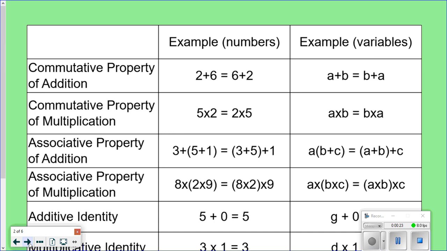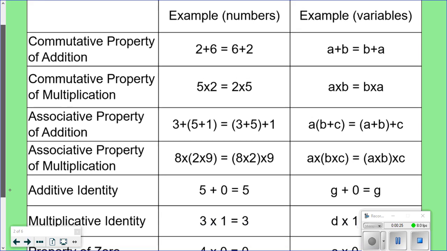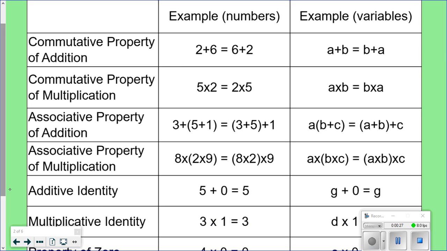So go ahead and pause. Here, we'll move this down just a little bit. You don't have to write this whole thing. If you just want to write the number examples or the examples with the variables, that's fine, but make sure you get all the properties. So go ahead and pause and write them down, and then pretty soon I'll move down the screen.